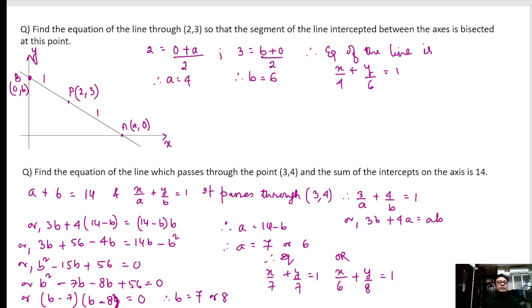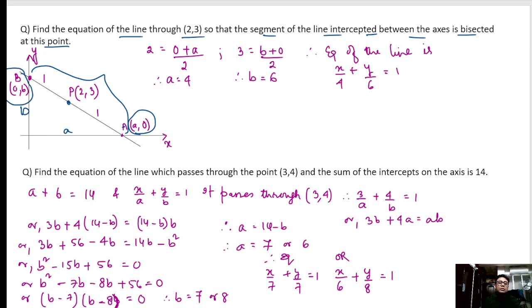The next sum says, find the equation of the line through (2, 3) so that the segment of the line intercepted between the axes is bisected at this point. That means this point is bisecting the segment between the two axes. Let the x-intercept be a, y-intercept be b. So the coordinates of a will be this, coordinates of b will be this.